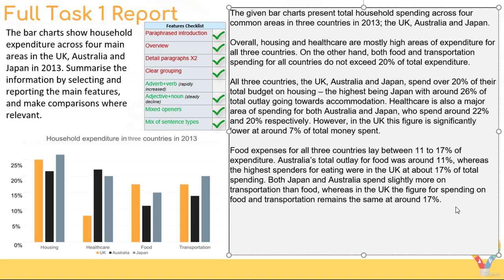Now, taking a quick look over our features checklist, the one that stands out to me is the adverb, verb, vocabulary, grammar, sentence type. Now, we haven't really included much of this, and I think that's because we aren't comparing between different times, different years. But that's perfectly fine. You will find that not always you need to use certain features.